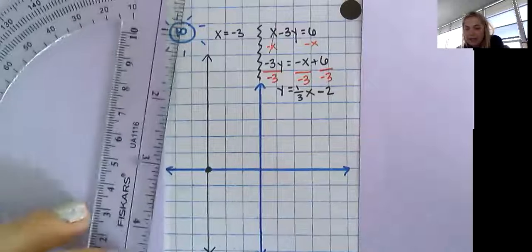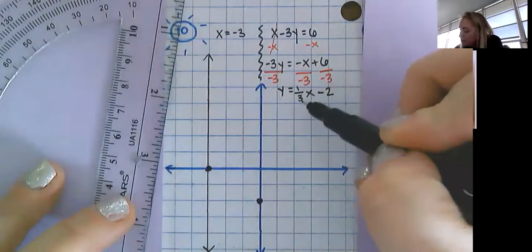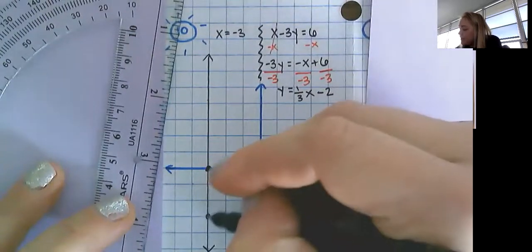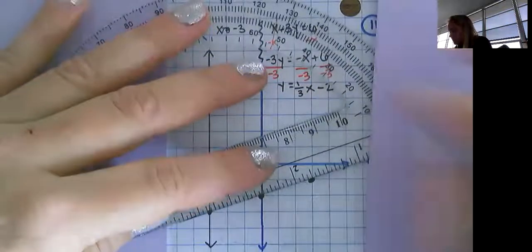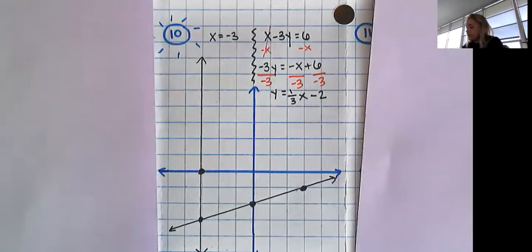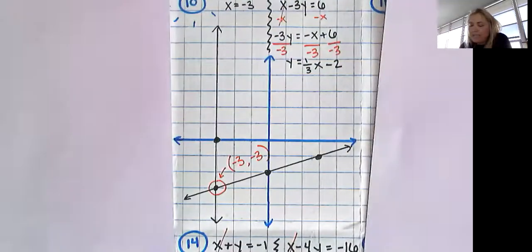I'll put my first dot there at -2 on the y-axis, and my slope is telling me to go up 1 to the right 3. So I go up 1 to the right 3, back to the center, down 1 to the left 3. Okay, connect those dots. And my solution is where these 2 lines cross. So the lines cross at this ordered pair, which my solution will be -3, -3. Here's my answer.